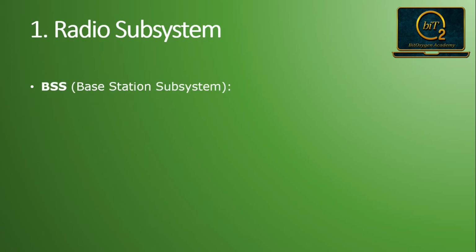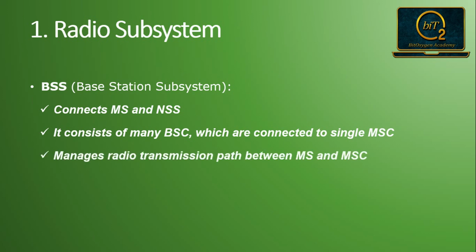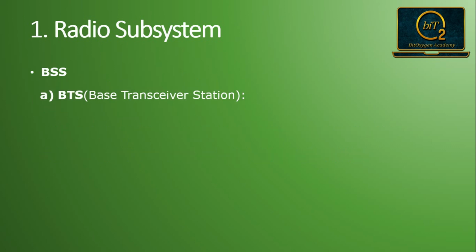Now let's see about the BSS, Base Station Subsystem. BSS connects the mobile station and the NSS. BSS consists of many BSC which are connected to a single MSC. Each BSC controls up to several hundred BTS. BSS manages radio transmission path between mobile station and MSC.